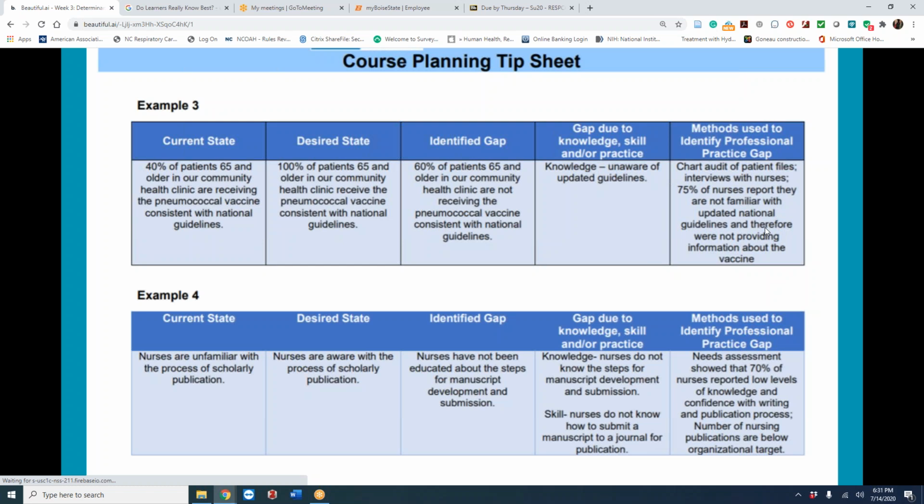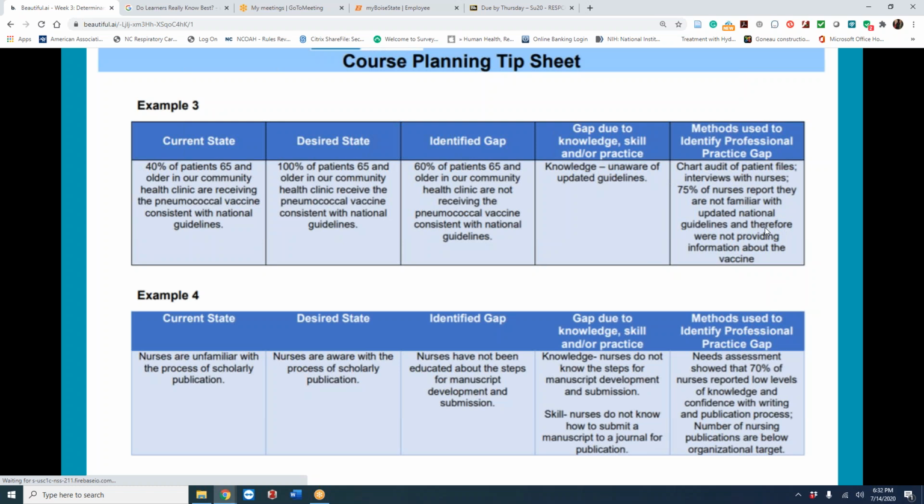So the staff would have to educate, obviously, the patients coming in. The chart audit of patient files and interviews with nurses found that 75% of the nurses report they're not familiar with the updated national guidelines, and we're not providing that information about vaccines. So the simple solution is to provide that information. It can be that simple.